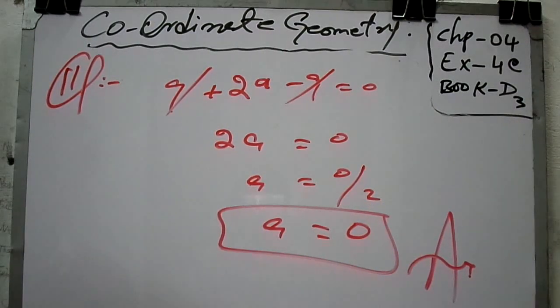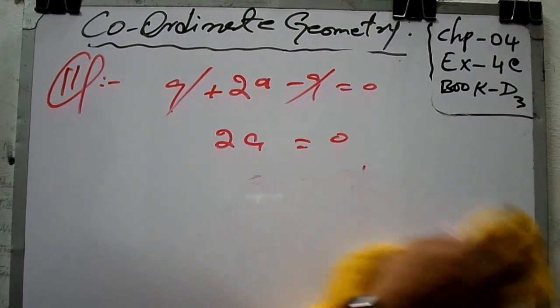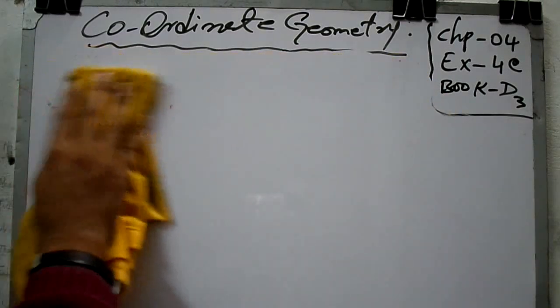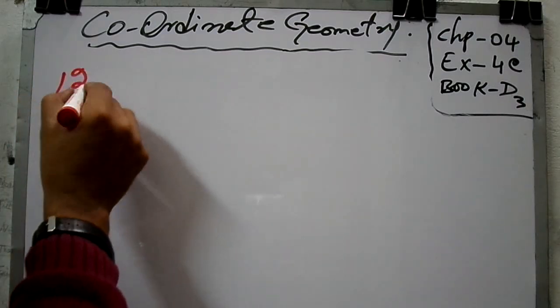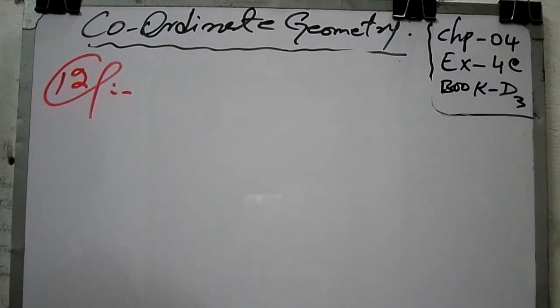Now coming to question number 12. In question number 12, read the statement. Find the equation of the straight line passing through the point 3, minus 2, having the same gradient as the line, this one, 2y is equal to 5x plus 7.